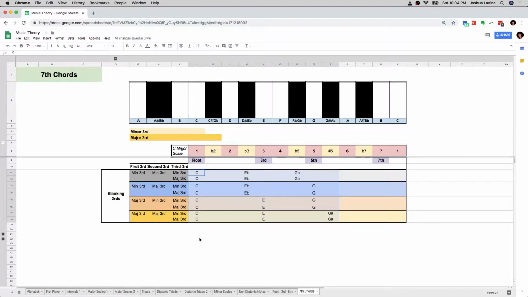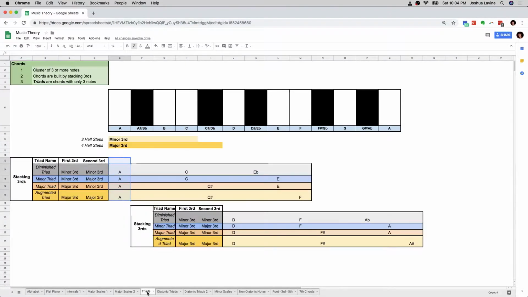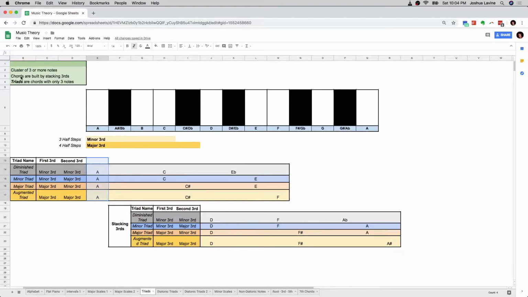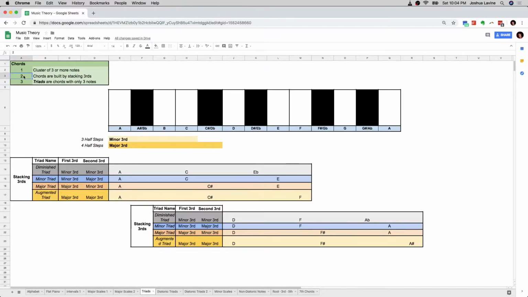So remember when we learned about triads, and we learned that chords are built by stacking thirds. When we first built all our triads, we had two slots for thirds, and we had two choices for thirds. There's minor thirds and major thirds. And so with two slots and two choices per slot, 2 times 2 is 4. So we ended up with 4 different kinds of triads.